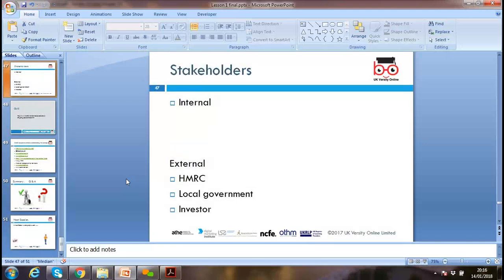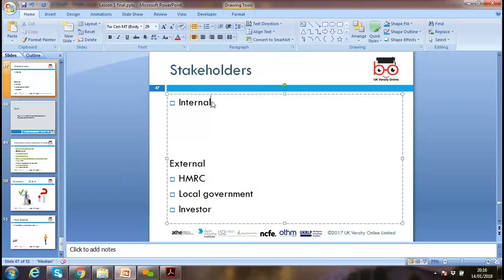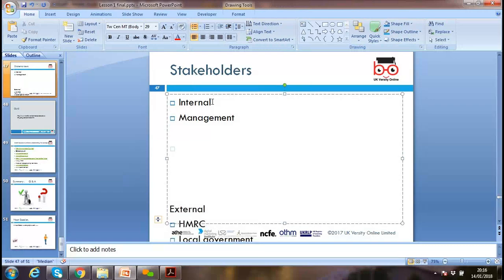Okay. Then we have stakeholders. What is meant by stakeholders? Has anybody heard of stakeholders? Yeah. What is meant by stakeholders? There are different types of stakeholders. You've got shareholders, customers, staff. Okay, well done. So, what could an internal stakeholder be? Management, yeah. Employees, yes.